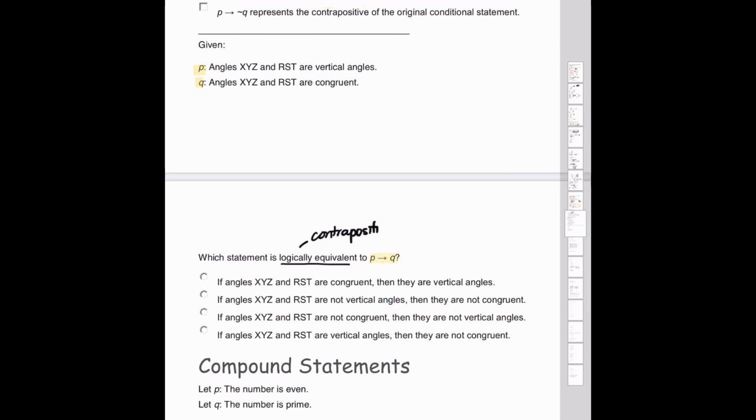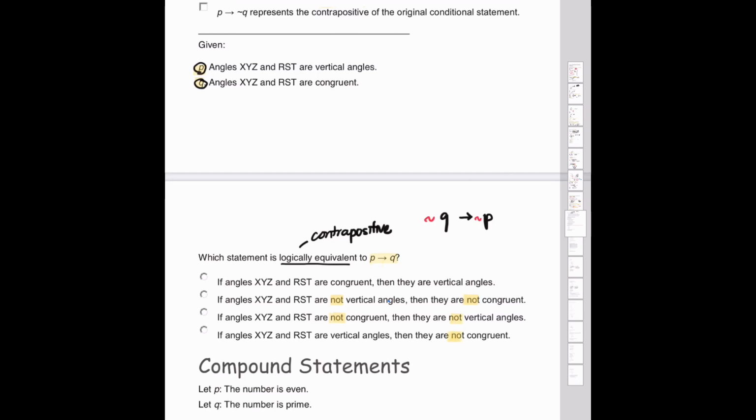Let us remember that the contrapositive switches the hypothesis and the conclusion around and then negates them. So we are looking for the statement that basically states if not Q, then not P. Well, first thing to do, we are looking for the keyword not. Here we don't see any nots. Here we see a not. Here we see a not. Here we see a not. Here we see a not. Here we see a not, and here we don't.